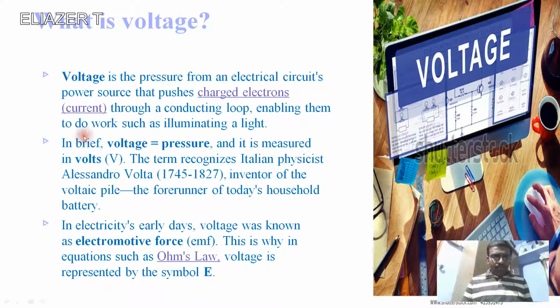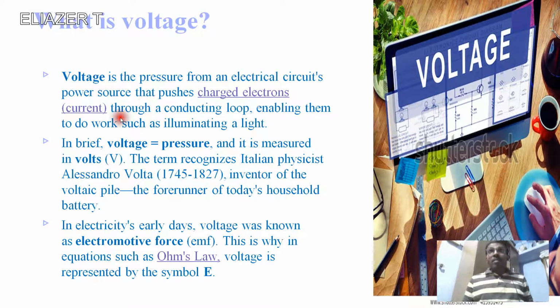So in this first point, voltage is the pressure from an electrical circuit's power source that pushes charged electrons through a conducting loop, enabling them to provide electrical energy. Voltage is considered to be the pressure. So we can compare this voltage to the pressure of the fluid, the pressure of the blood in the human body, the pressure of the fluid in a liquid medium, liquid flow, water flow, right?